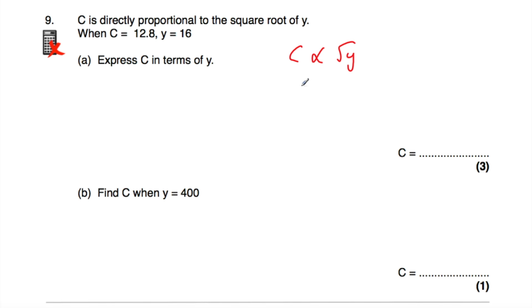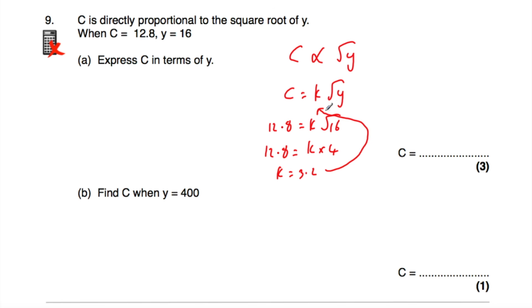So let's get rid of the proportionality symbol and write that c is equal to, and multiply the right hand side by k, so that'd be k times the square root of y. Now let's substitute in our values. So 12.8 is equal to k times the square root of 16. The square root of 16 is 4, so we're going to get that 12.8 is equal to k times 4. And then if we divide both sides by 4, 12.8 divided by 4 is equal to 3.2, so k is equal to 3.2. And you can just substitute that back into here, and you get that c is equal to 3.2 times the square root of y. And that's it, c is equal to 3.2 times the square root of y.